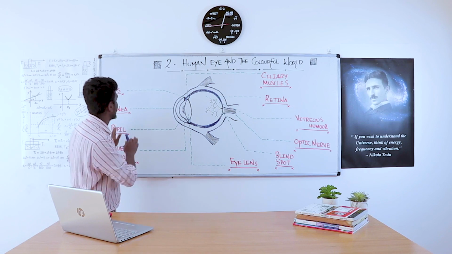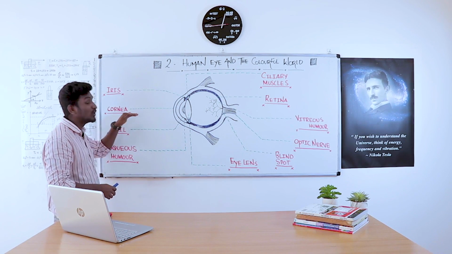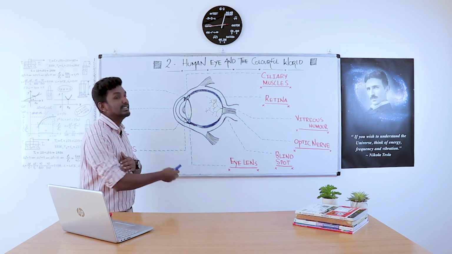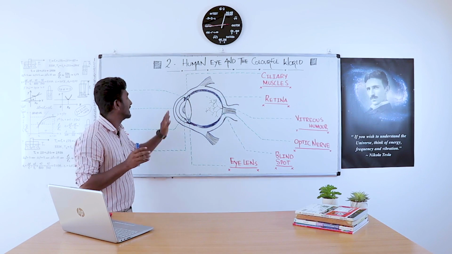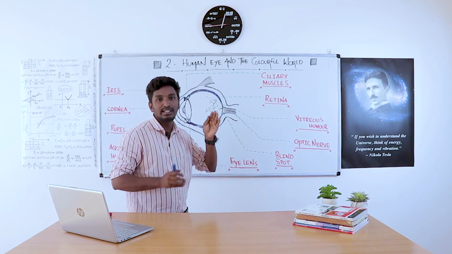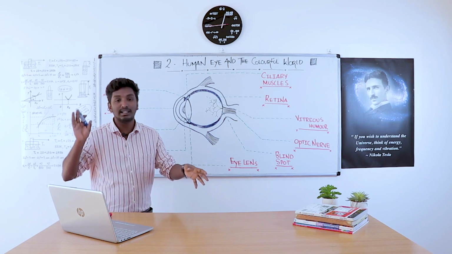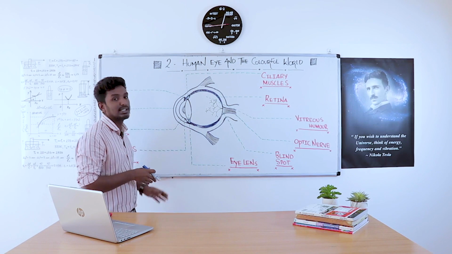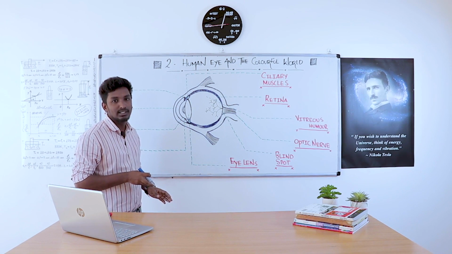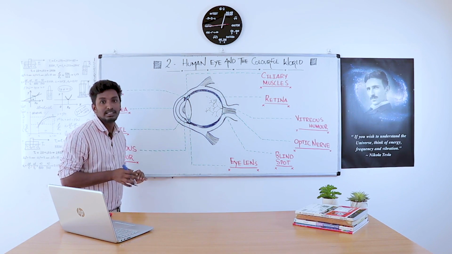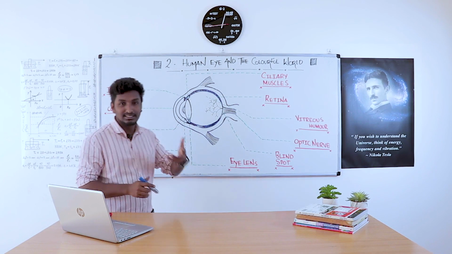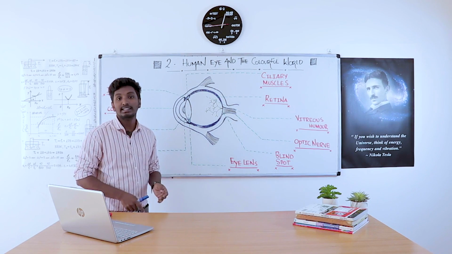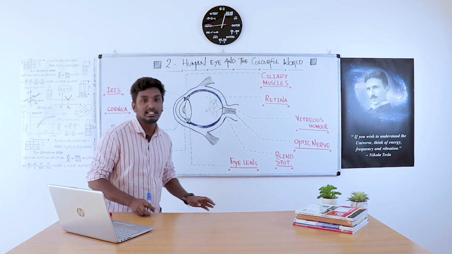Okay, we can start from the cornea. The cornea is the transparent front portion of the eye. It is a thin membrane. Light from the surroundings enters the eye through this transparent cornea.